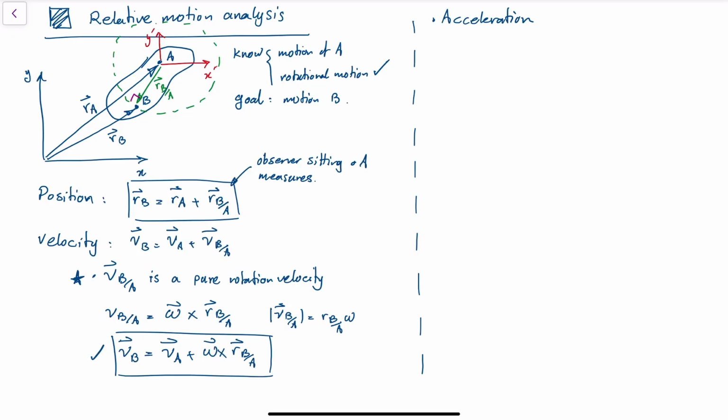And identical reasoning, point B in the field of view of A rotates or has a pure rotation. So my acceleration equation, that is a_B equals a_A plus a_B relative to A, this one is going to be a pure rotational acceleration. And I can write these as a_A plus, I had two terms for acceleration, r_B relative to A.